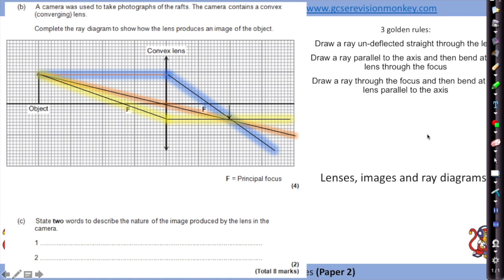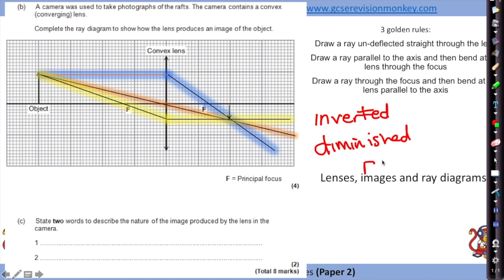So now what can we tell about this image here then? This image is inverted. Inverted just meaning upside down. It is diminished, or we can say it is smaller than the original.